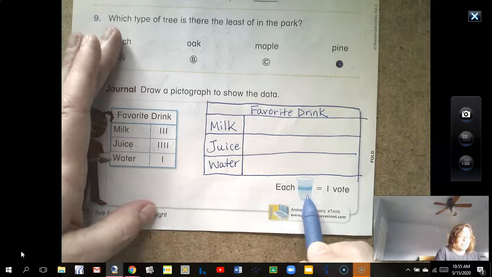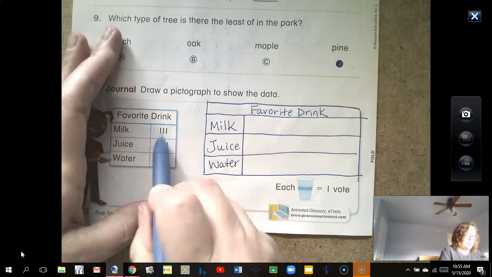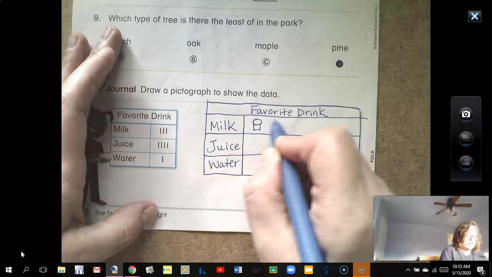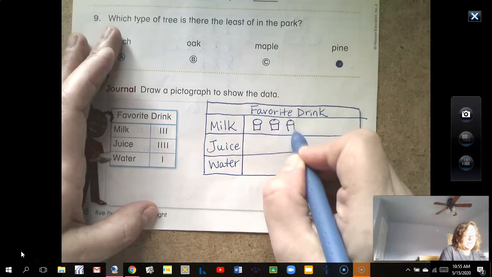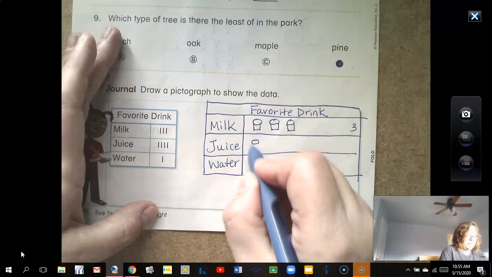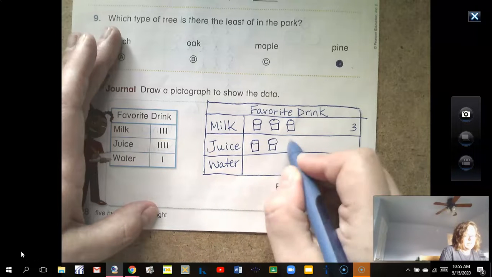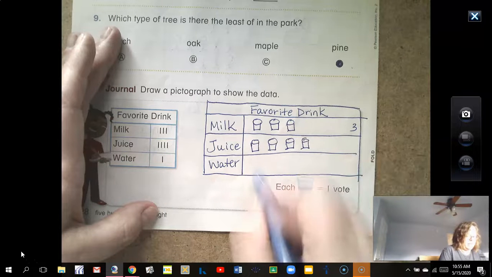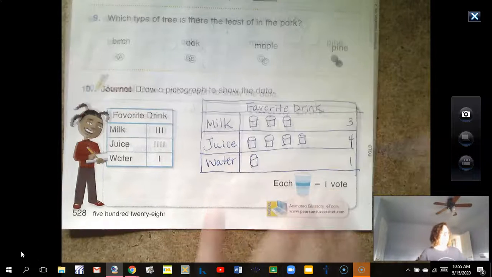Now each cup is 1 vote. So we're going to be drawing cups because that's the picture. 3 cups here. So I'm just going to go 1, 2, 3. I'll put 3. Juice, I'm going to do 4. 1, 2, 3, 4. Water, I only have 1. And there we go.